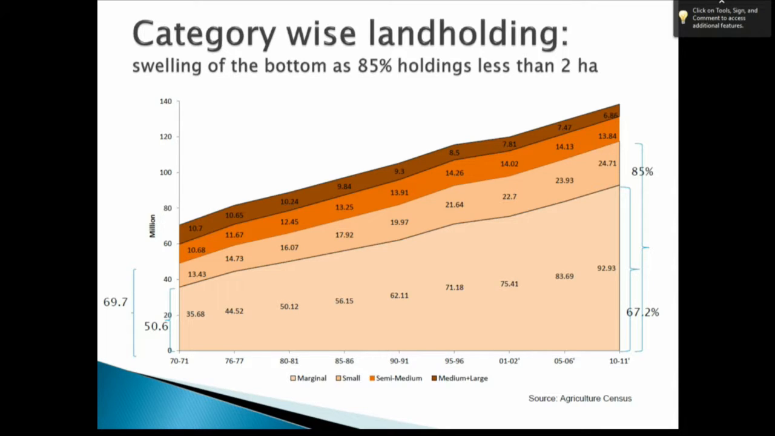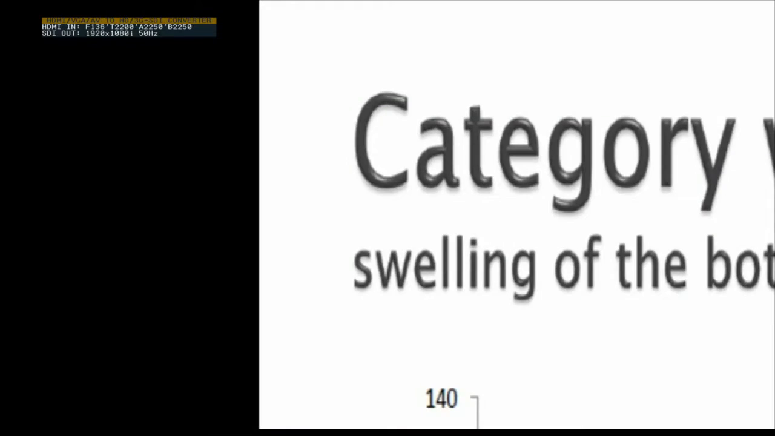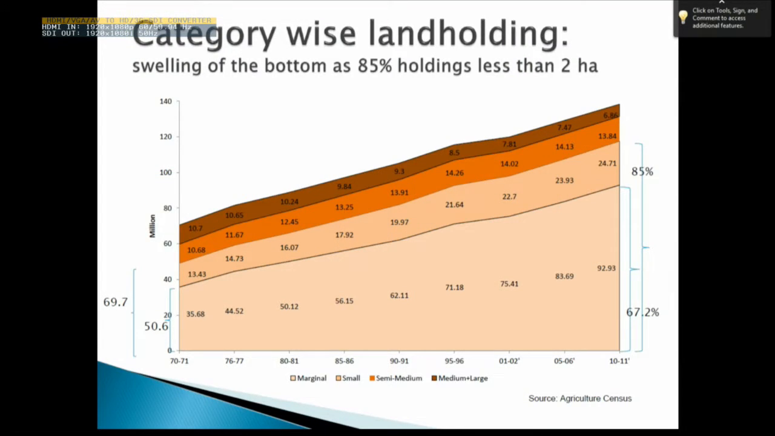So by marginal, I mean less than 1 hectare. Small will be 1 to 2 hectares. Semi-medium is 2 to 4, and then going forward is medium to large. In 1970-71, 70% of our land holdings were small and marginal. Today they are 85%. Close to 95%, we are less than 4 hectares. So this is how we are saying that the bottom line has been swelling. Close to 55 million land holdings got added in the marginal category, about 11 million in the small category.